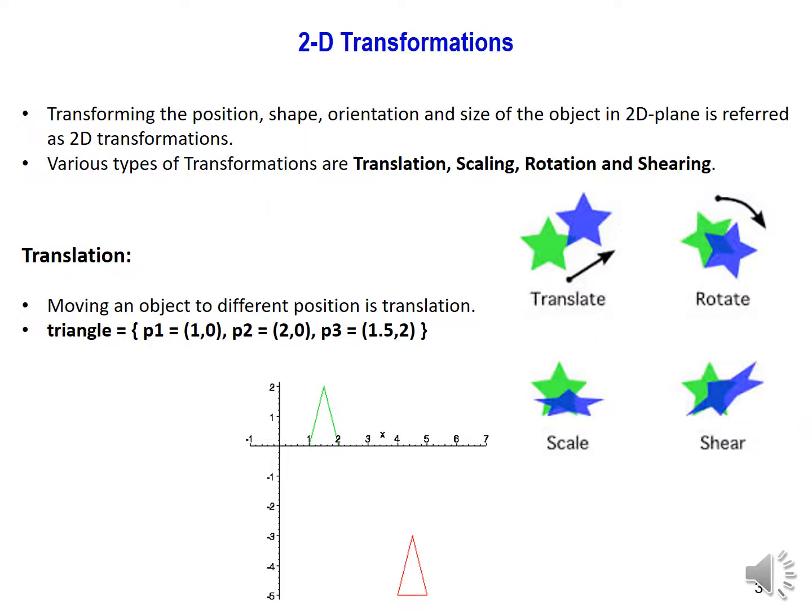Transformations are categorized based on the dimensional plane. Transformations done in a two-dimensional plane are referred to as 2D transformations. Transformations can be done in different ways. They are translation, scaling, rotation, and shearing. Translation is moving an object from one position to a different position in a coordinate plane. As you can see in the picture, the triangle has been repositioned in the coordinate plane, which is moved below the x-axis, and the shape of the triangle is not changed.